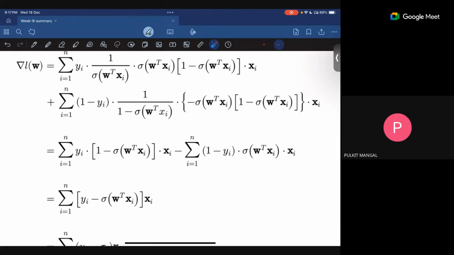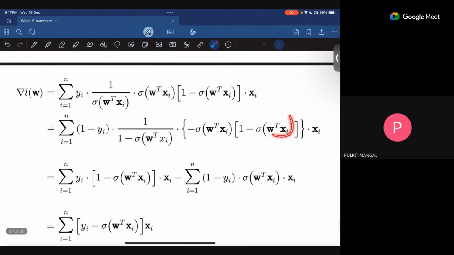Otherwise, the derivative is the same. That's sigma of W transpose xi times 1 minus sigma of W transpose xi. Then the inner derivative of W transpose xi is just xi. Now this cancels out. So it will be just yi times 1 minus sigma W transpose xi times this xi. And this will cancel out. It will be negative, the negative sign from here, and we have broken down the summation here: 1 minus yi, and sigma W transpose xi, xi.